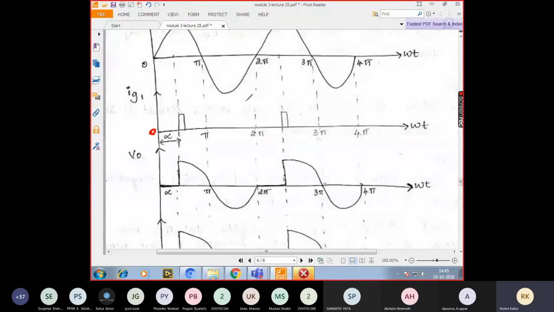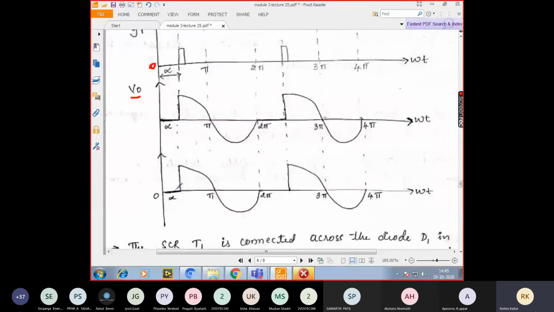Until alpha, the firing angle, this is your output voltage V0. You don't have any output voltage generated. And this is your output current I0. So output voltage is not generated across the load.